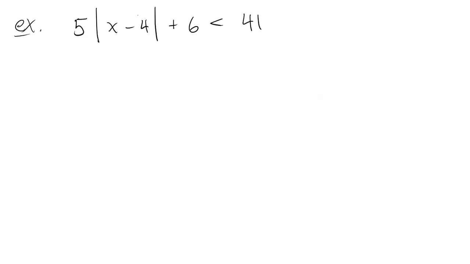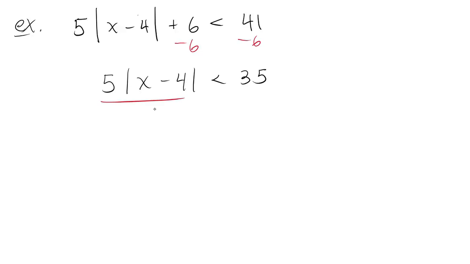Okay, let's look at a couple where we have to isolate the absolute value bars. So this says 5 times the absolute value of x minus 4 plus 6 is less than 41. Think of this absolute value expression as a singleton variable. How would you isolate it? Well, I think most of us would start by subtracting 6. So we get 5 times the absolute value expression is strictly less than 35. Then we divide both sides by 5.